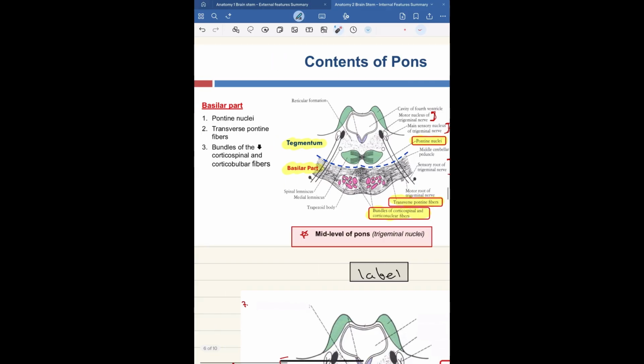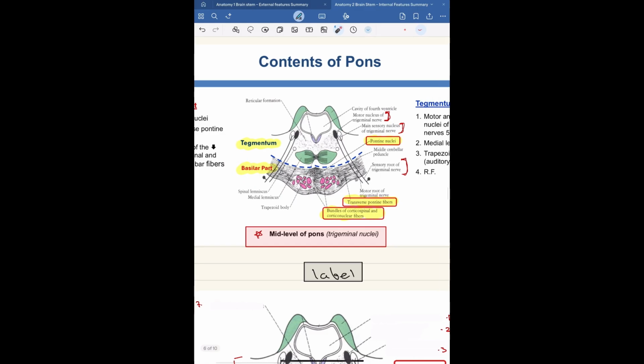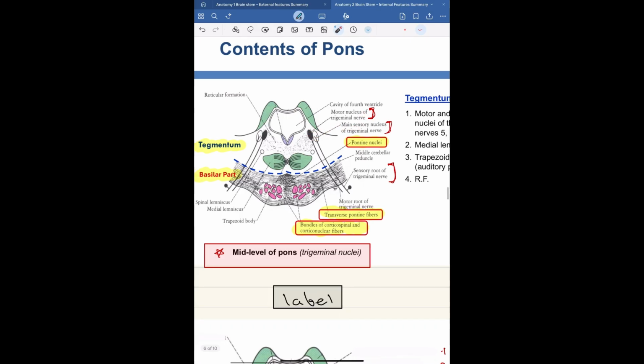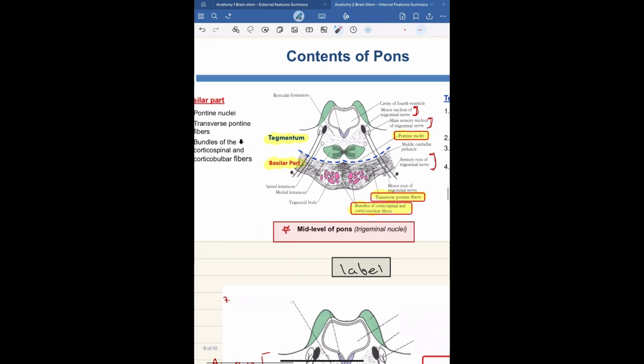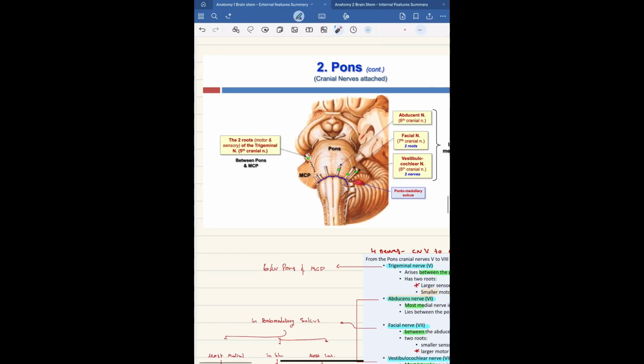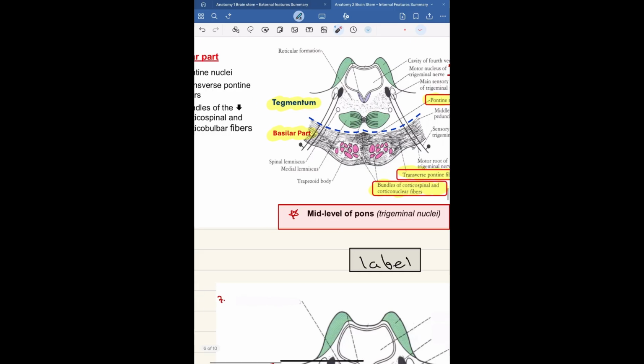It is divided into two: first, the tegmentum, and the basilar part. So remember, tegmentum, you see core structures. So you'll see all of those nuclei, where is it? You will see the motor nucleus of trigeminal here. You will see the main sensory of trigeminal nerve here, right? So you'll see the core structures. If you go down, it's called the basilar part, which makes sense because remember the pons has a groove, yeah, which has a groove for the basilar artery. So in the cut section they called it the basilar part.